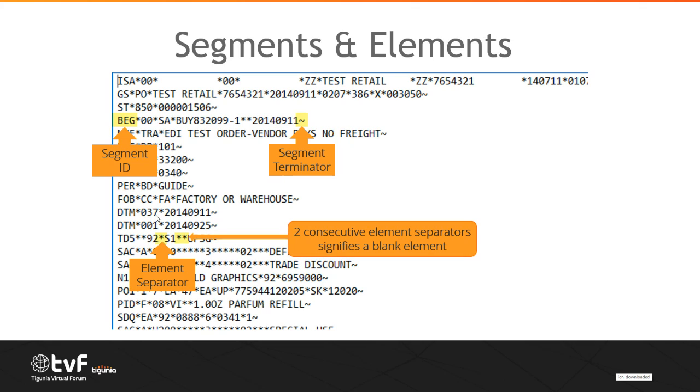037 means you can ship before. So 2014-09-11 is a specific date that has its signification because of the qualifier 037. 001 means ship. So they're asking us to ship on September 25th here. And you can go down and there's a lot of other segments and elements that have a lot of other values here as well.